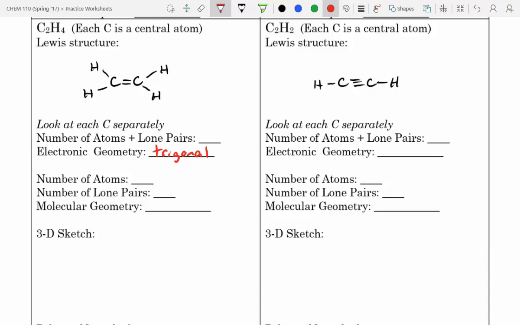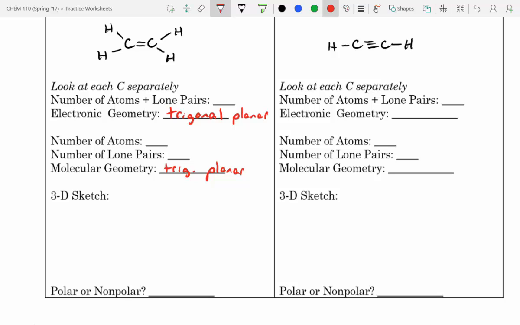And then we need to draw this double bond too. For double bonds, I know you guys use the bendy bonds. I just draw them as straight lines. And in this case, we can actually lay this flat, so we don't have to use dashes or wedges if we don't want to. We can lay this flat on our desk.